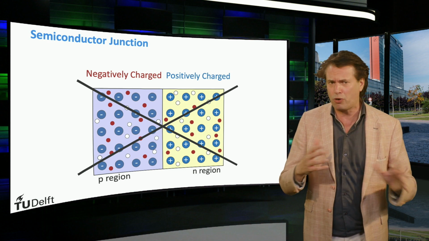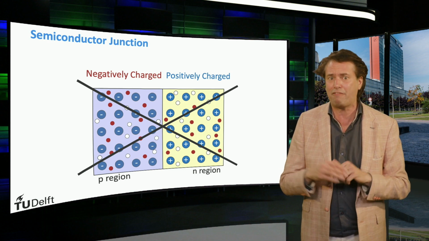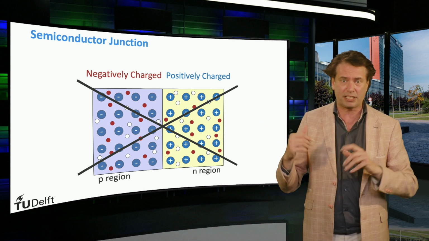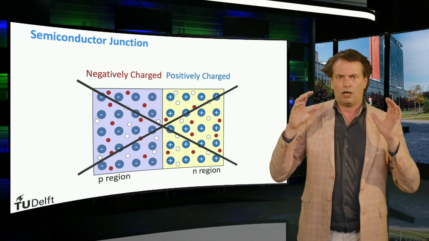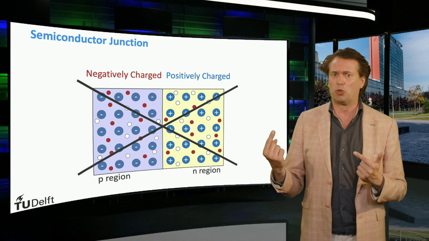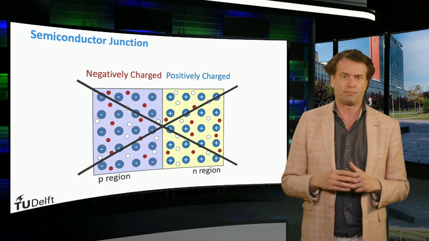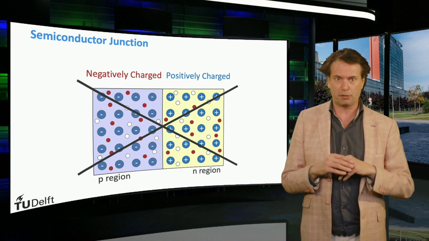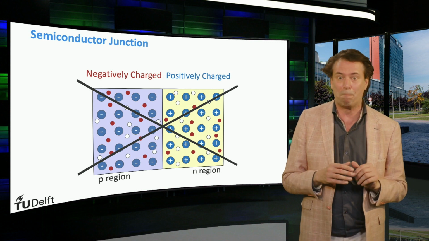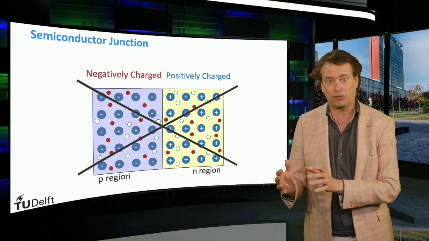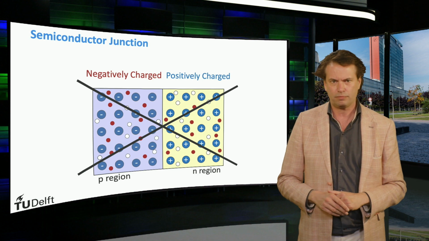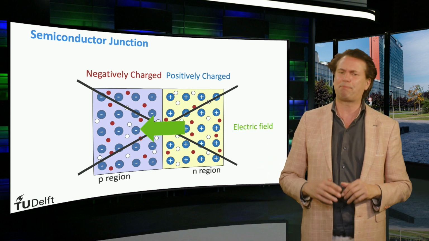Although there are just as many holes as electrons, there are still many fixed positively charged donor atoms in the background. So this charge will create a strong electric field from the N region to the P region. This internal field over the depletion zone pushes the holes back to the P region and the electrons back to the N region. So what happens in reality?